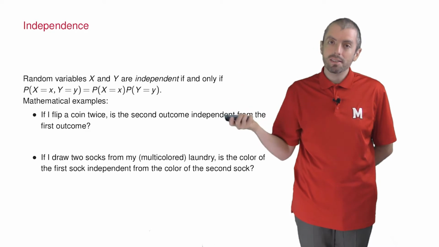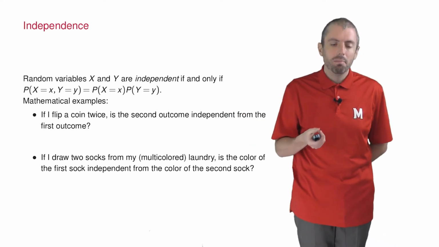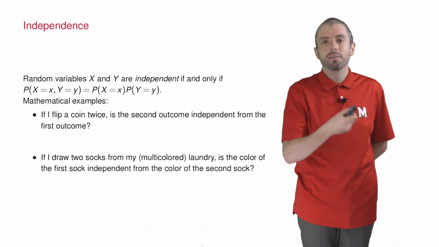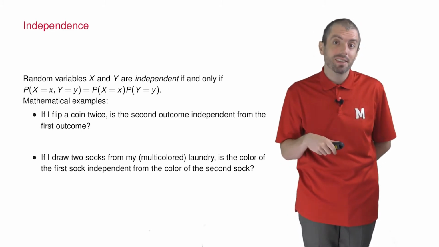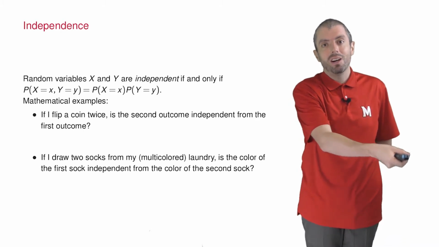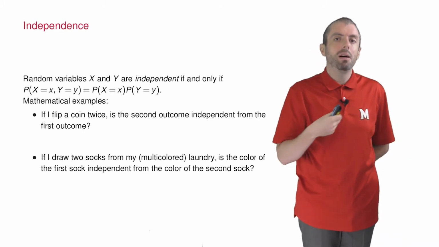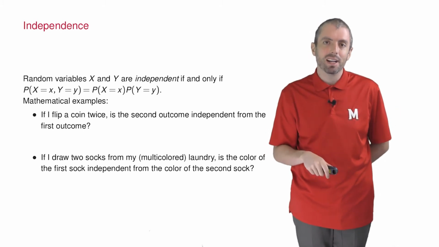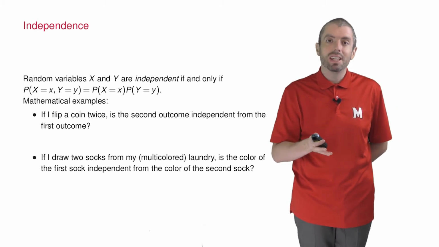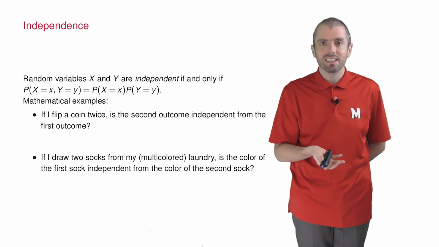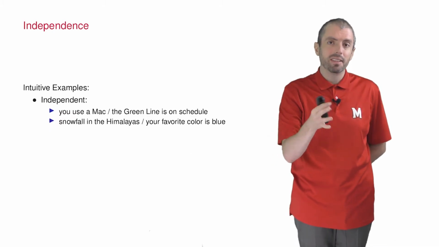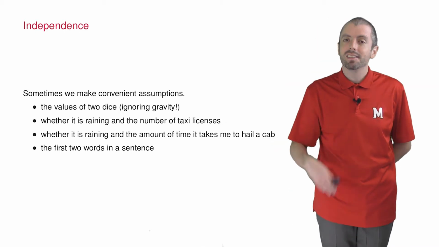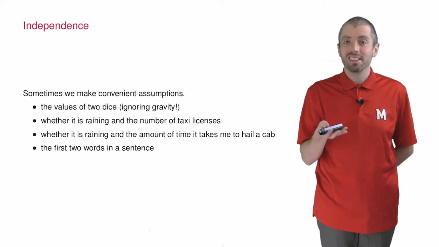If you flip 2 coins, that's independent. But if you're pulling socks out of your dryer, then the color of the first sock is not independent of the color of the second sock, because drawing that first sock out reduced the population of your socks in the dryer. Deciding whether 2 things are independent isn't easy. We'll talk about a statistical test to do this in a second, but sometimes you need to think about this carefully.